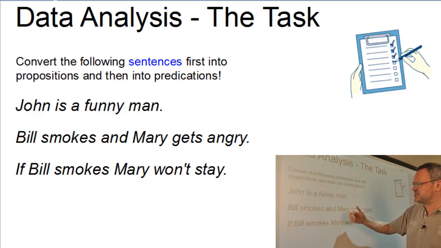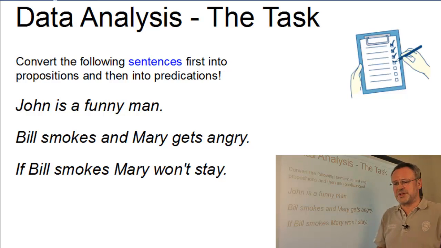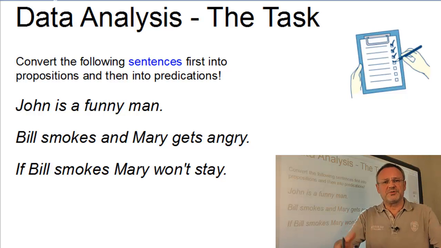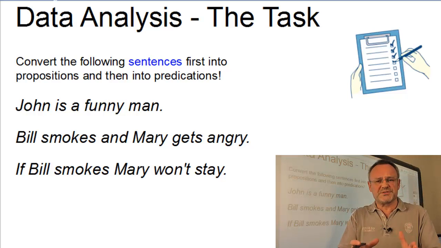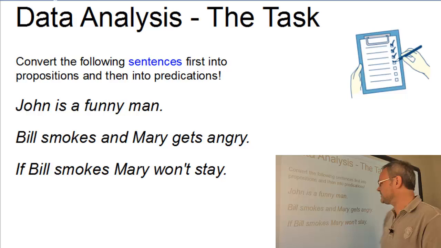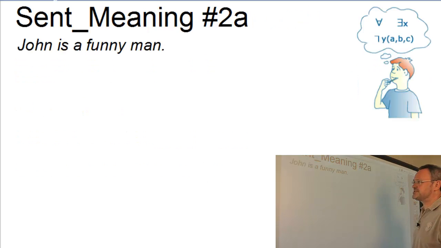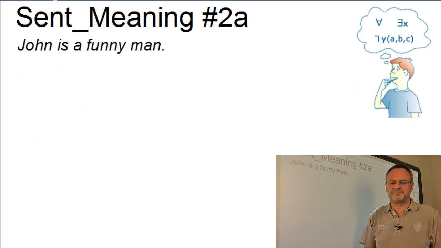Here are the sentences. John is a funny man. Bill smokes and Mary gets angry. If Bill smokes, Mary won't stay. If you want to do it on your own first, pause the video at this moment and then compare your solutions with mine. Okay, let's start. Here is the first sentence. John is a funny man.